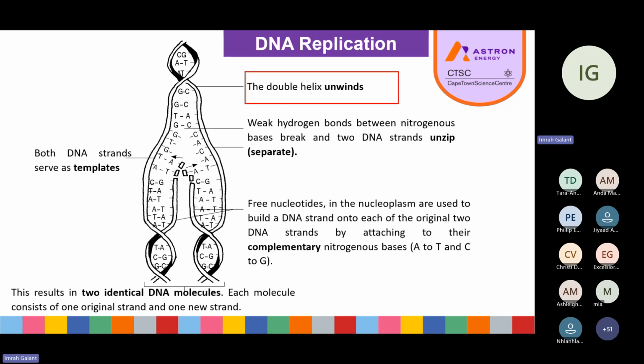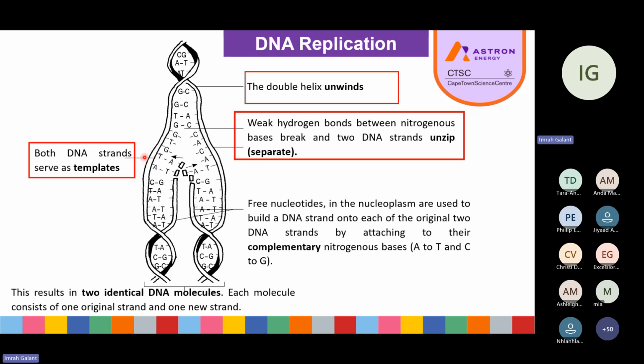Okay, so the first part of DNA replication, you have the DNA double helix over here that unwinds. Then next step, the weak hydrogen bonds between the nitrogenous bases break and the 2 DNA strands begin to separate. Now once the 2 DNA strands have separated, they both serve as templates. So what happens? Free nucleotides, so your adenine, thymine, guanine, cytosine, occur in the nucleoplasm, and they are now used to build a DNA strand onto each of the 2 original DNA strands.